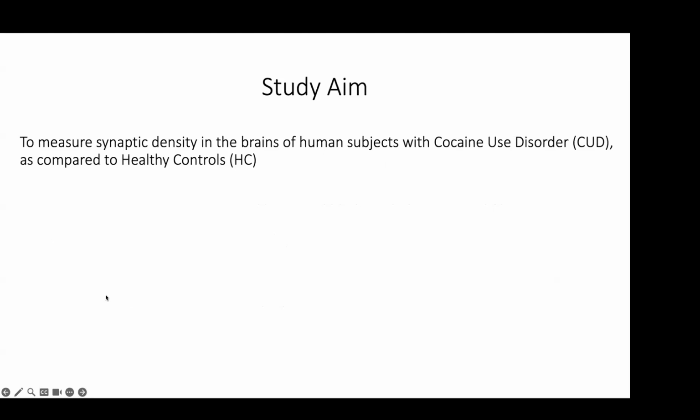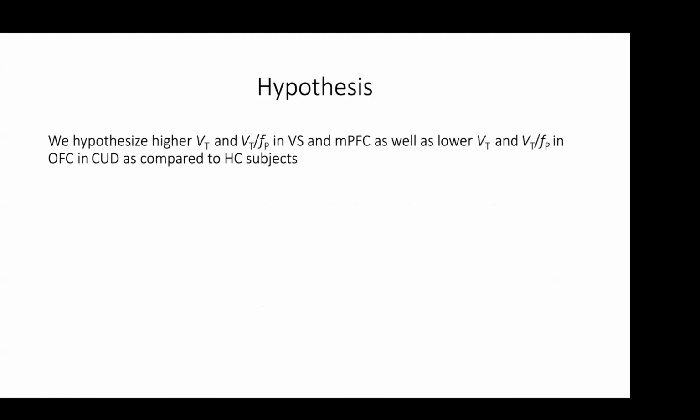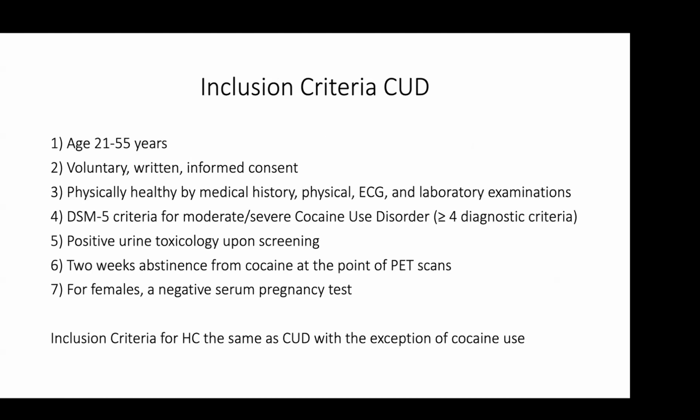So our aim was to examine synaptic density in the brains of humans with cocaine use disorder in comparison to healthy controls. And our hypothesis, thinking about the preclinical results, we were hypothesizing higher BT and BTFP in the ventral striatum and medial prefrontal cortex in cocaine versus healthy controls, and lower BT and BTFP in the orbitofrontal cortex in cocaine in comparison to healthy controls. So this will be a hypothesis matching the preclinical results.